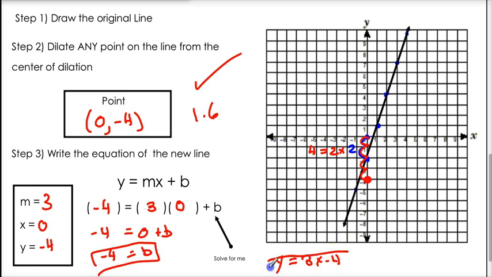So like I just said, this is just taking your 2 skills, how to dilate a point and how to write the equation of a line, and you mix them together. And that's how you dilate a line.